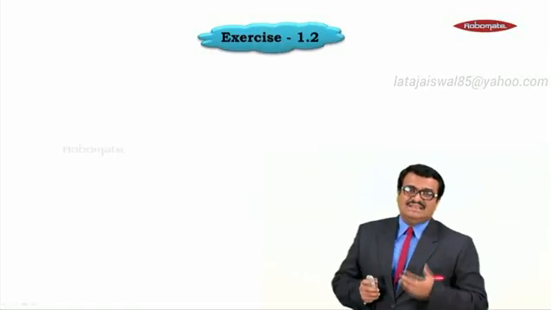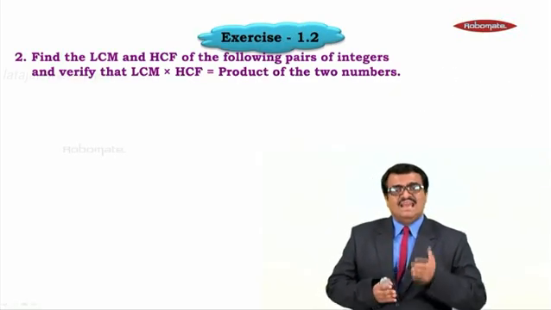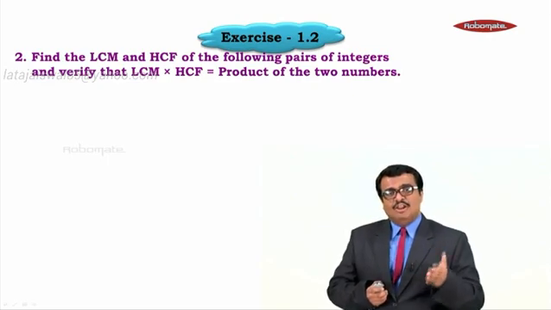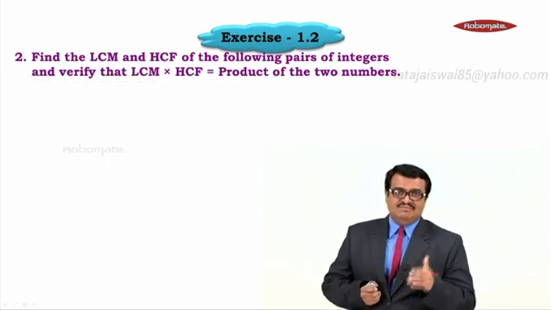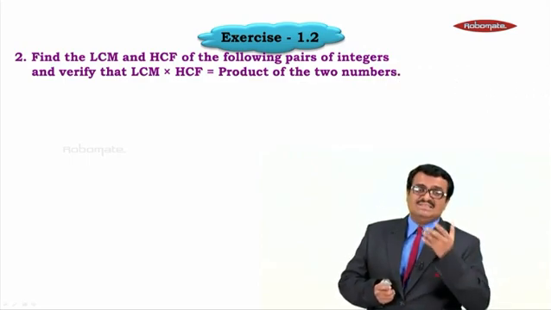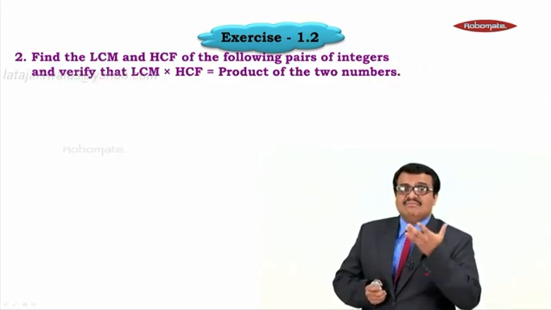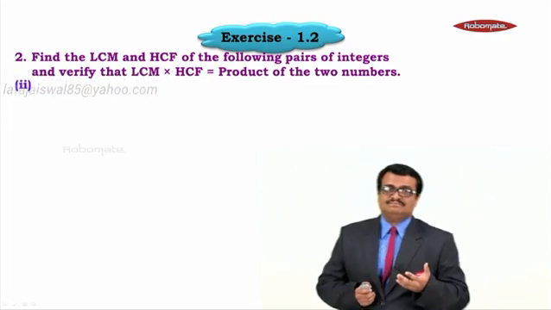Sums on this exercise 1.2. Find the LCM and HCF of the following pairs of integers and verify that LCM into HCF is equal to the product of the two numbers. That means, in simple words, we have to verify the fundamental theorem of arithmetic.